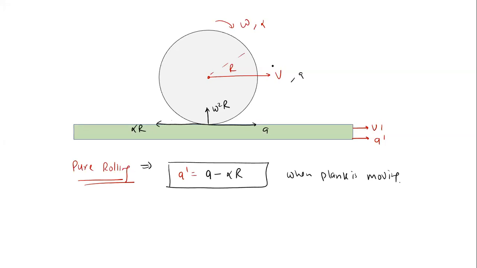So the point of contact will always change. Fine. But the pure rolling condition is that the velocity of the point of contact, the acceleration of the point of contact should be zero if the surface is fixed, if the surface is not moving. Okay, fine. I hope you understood this.